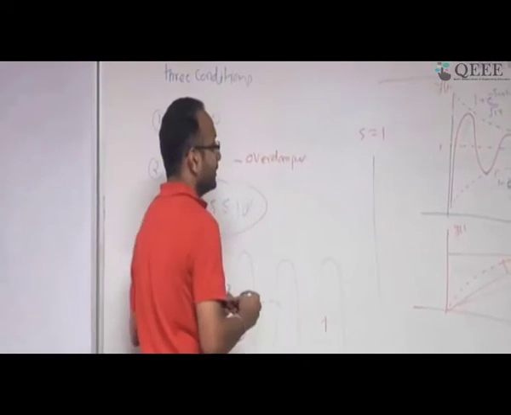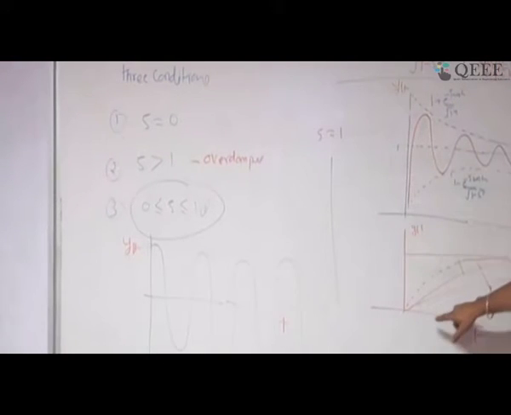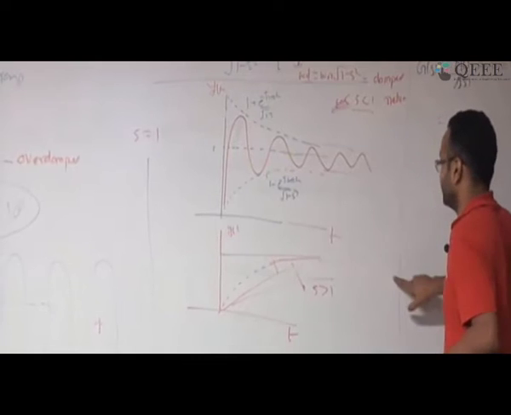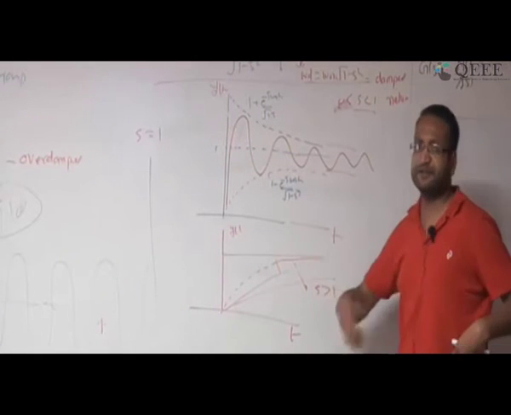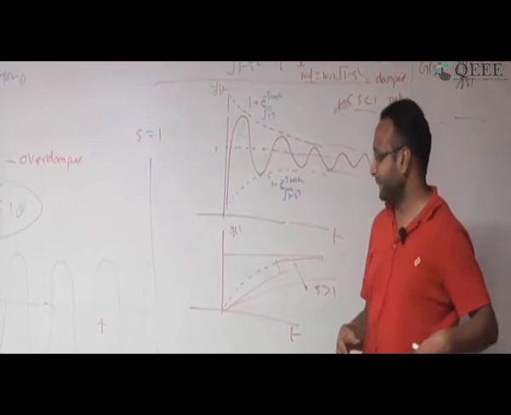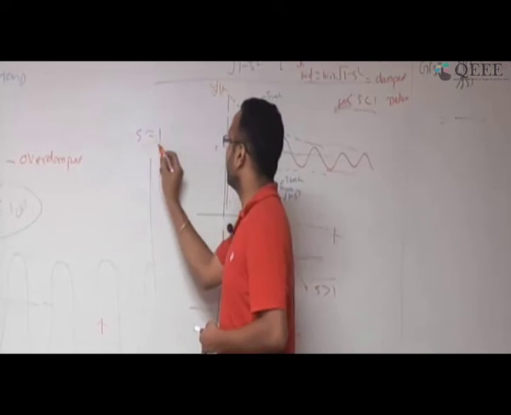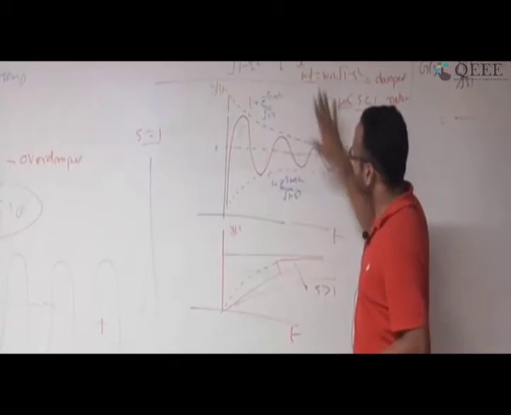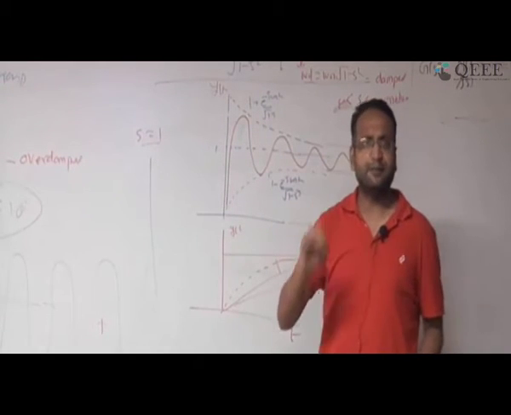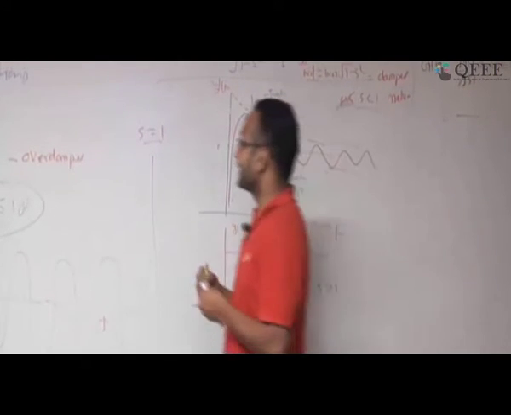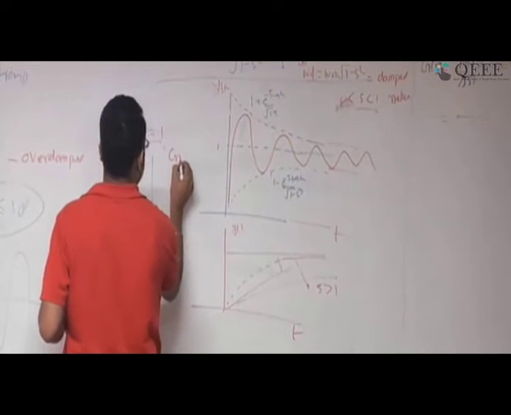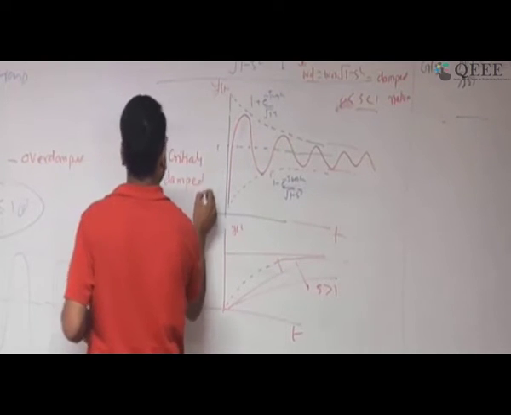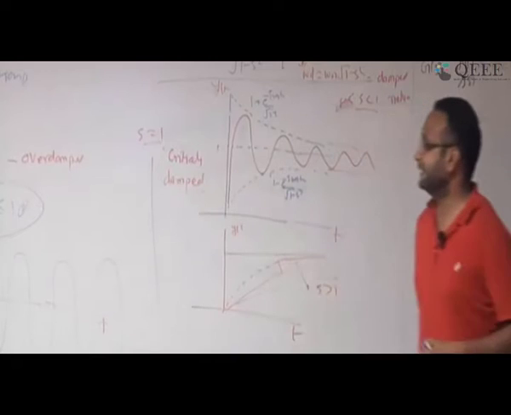Means your oscillation has been removed. Now if you plot it, if you take zeta more than 1, the response is going to be like this. There is no oscillation, and that's why it is called overdamped scenario. Okay. And if you take zeta equal to 1, this is the scenario when oscillation has just disappeared. If you solve it, you can look at it, the oscillation has just disappeared, and this is called critically damped scenario.